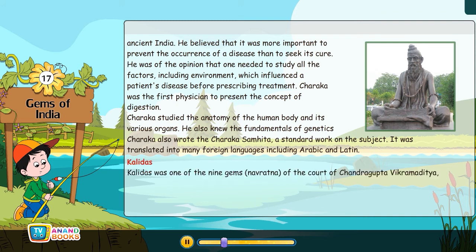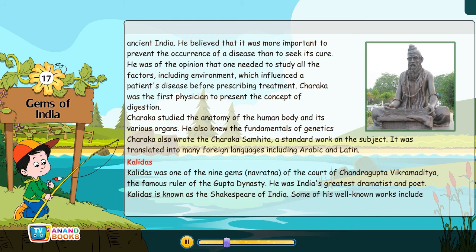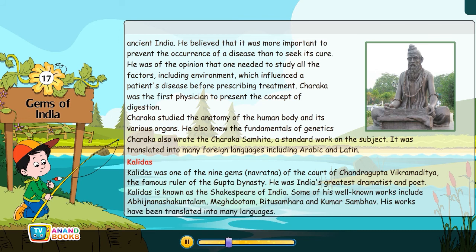Kalidas. Kalidas was one of the 9 gems or Navratna of the court of Chandragupta Vikramaditya, the famous ruler of the Gupta dynasty. He was India's greatest dramatist and poet. Kalidas is known as the Shakespeare of India. Some of his well-known works include Abhijnana Shakuntalam, Meghdutam, Ritu Samhara, and Kumar Sambhav. His works have been translated into many languages.